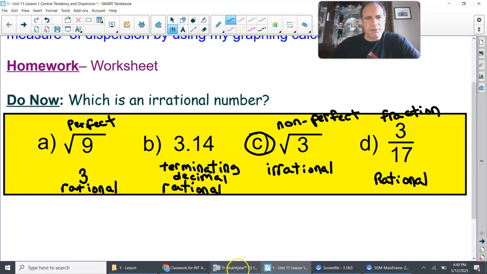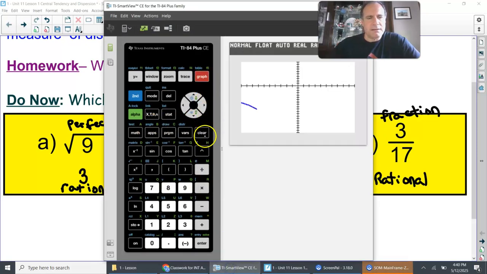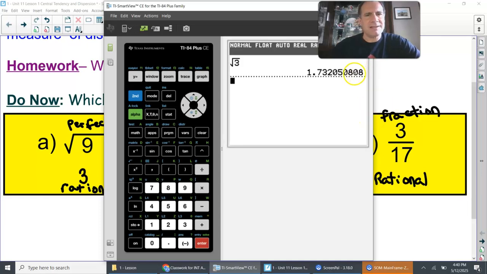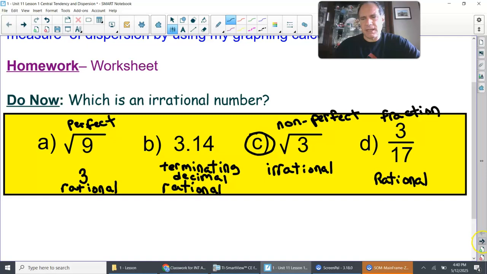And that is it. If you put square root of 3 into your calculator, second function square root and 3, you will get a number that goes directly to the end of the screen. And the only reason why it stops is because it's rounding. The calculator is basically showing all the numbers that it wants to show, and it rounds that last digit.